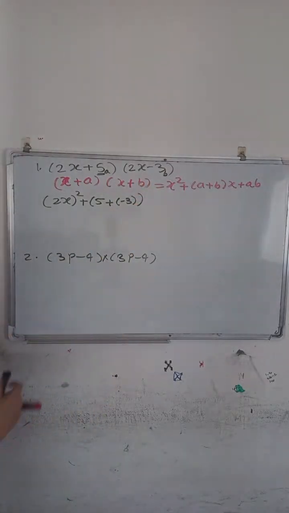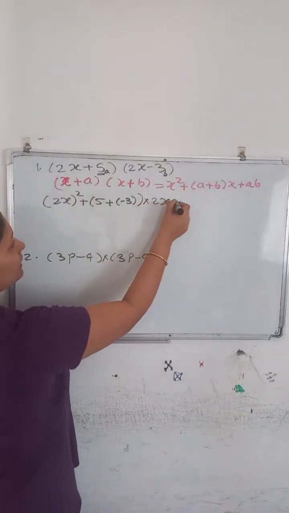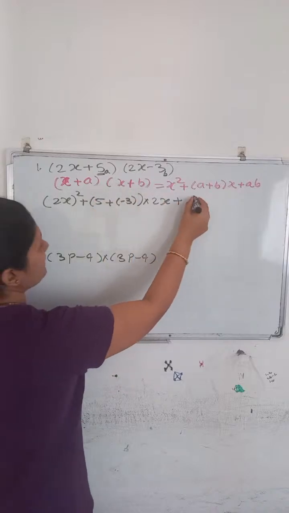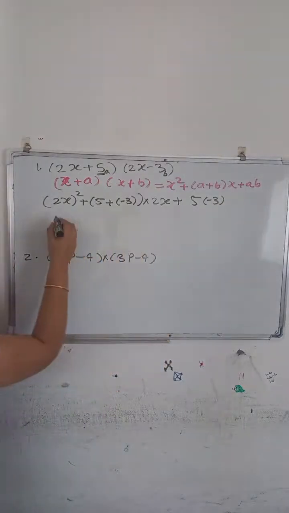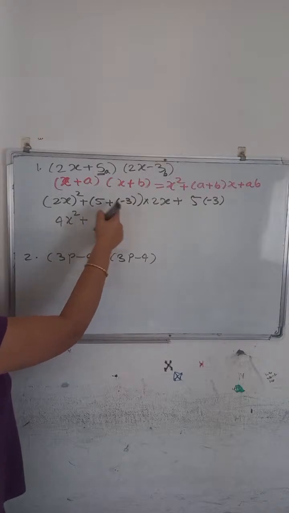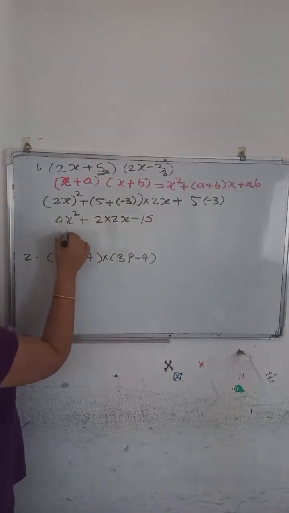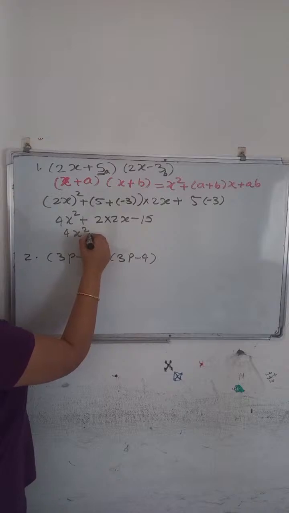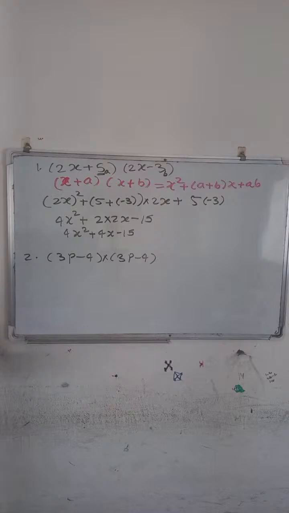So the formula is like this, and here x is multiplied, but here x is nothing but 2x, plus a plus b, plus ab. A is 5 and b is minus 3. Now 2x square is 4x square, plus 5 plus minus 3, that is 5 minus 3, which is 2, into 2x, minus 15. So further I will simplify: 4x square plus 4x minus 15. This is the answer, the product of the given values.